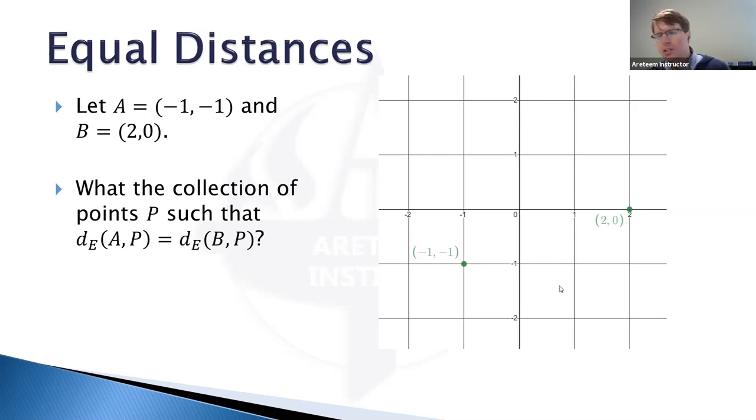So now I want to do some slightly off-kilter points here. A is the point (-1, -1). B is the point (2, 0). So we have these two points here. And given those fixed points, what is the collection of points such that the distance from A to P is equal to the distance from P to B?